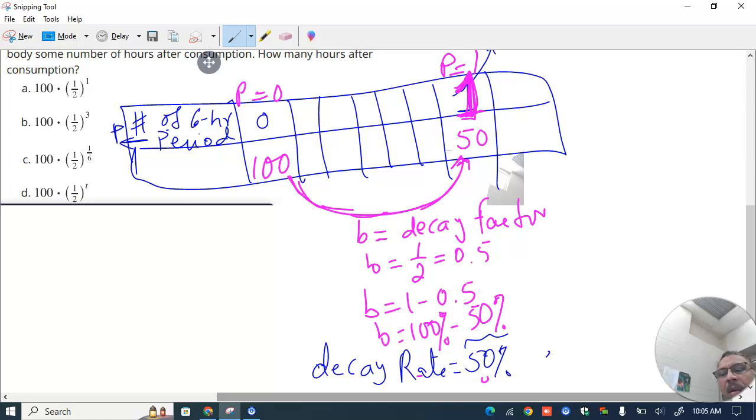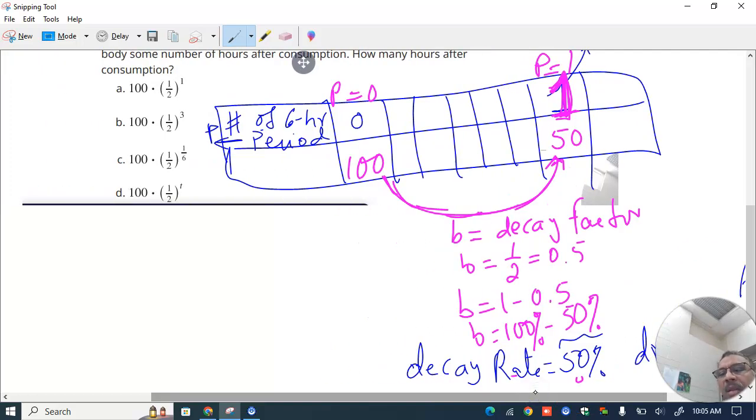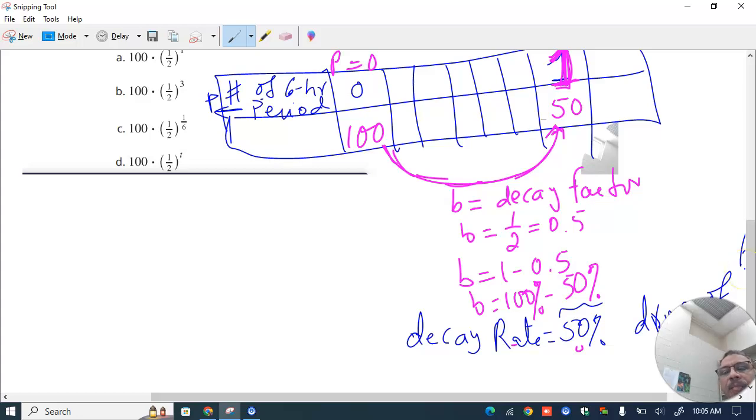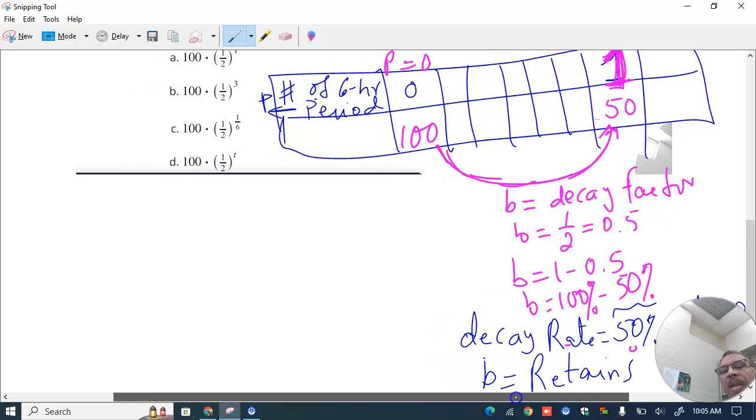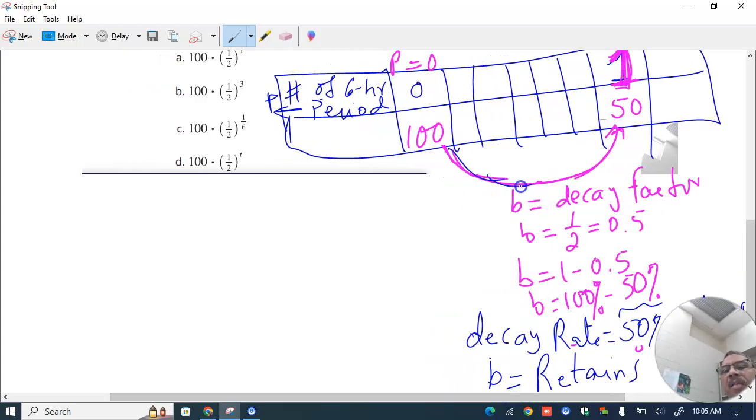So there is a drop in the amount of caffeine in the blood, which drops by 50%. So what it retains is B. So the growth decay factor is basically how much of the medicine stays in the blood. That's what that B is. So this B is half, and I hope it makes sense.